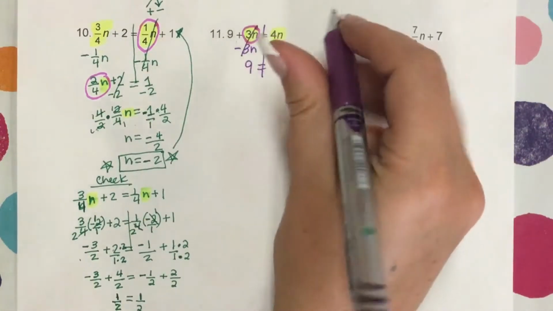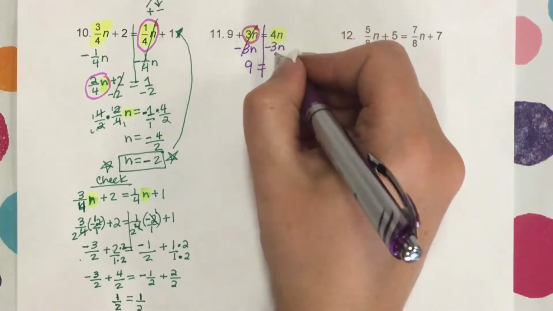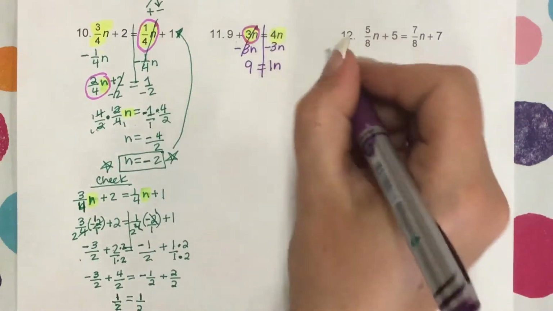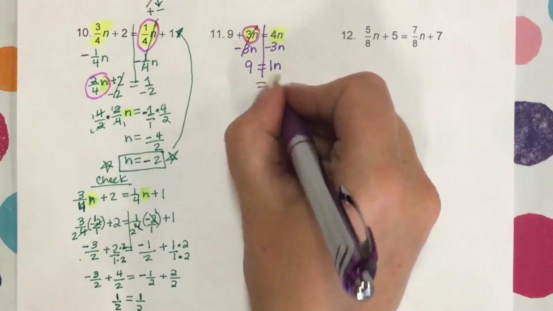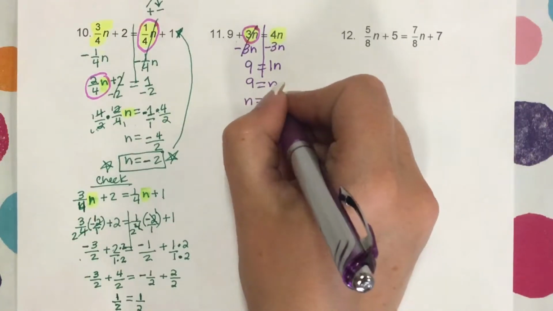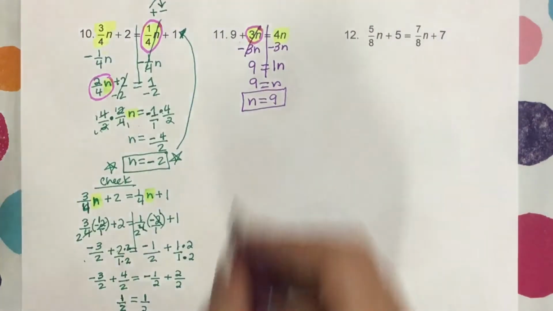I'm left with 9, and then 4n minus 3n is just the same thing as 4 minus 3, which is 1n. I put the n on the end, and 1n is the same thing as just n equals 9, and I always like to write that n on the left side, so n equals 9. That's the answer. So let's go ahead and check it, see if it's right.